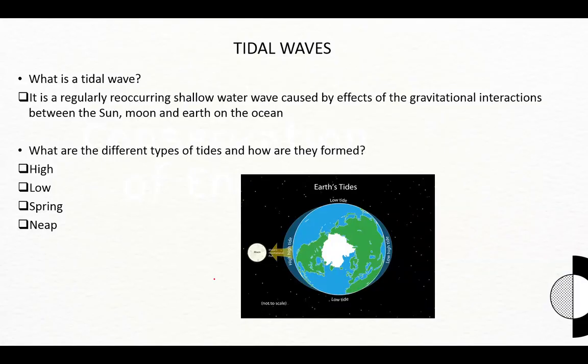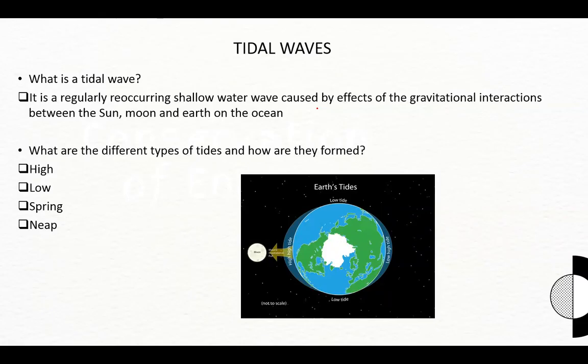Tidal waves. What is a tidal wave? It is a regularly reoccurring shallow water wave caused by effects of the gravitational interactions between the sun, the moon, and the earth on the ocean. And what are the different types that we have? We have high, low, spring, and neap tides.